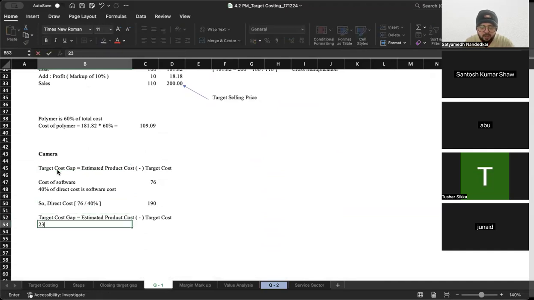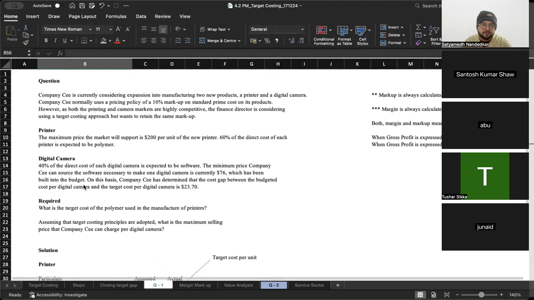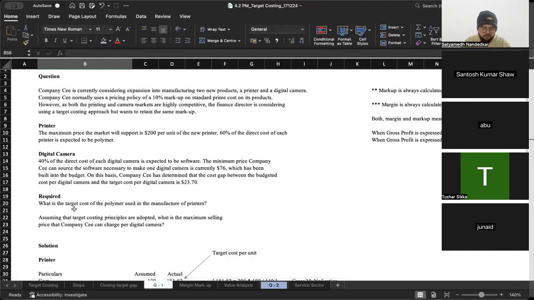So 23.70 is 190 minus target cost. So target cost is 190 minus 23.70, which is how much? 166.30. This is my target cost. And what is the maximum selling price that Company C can charge per digital camera?